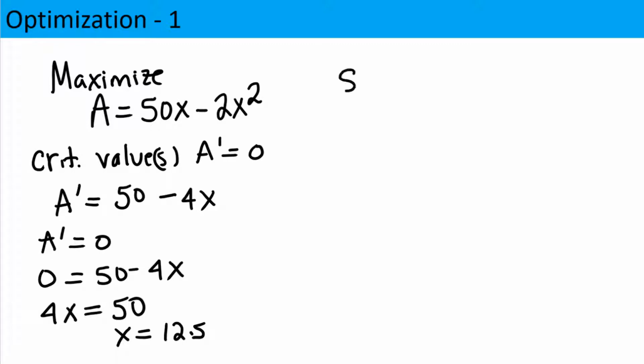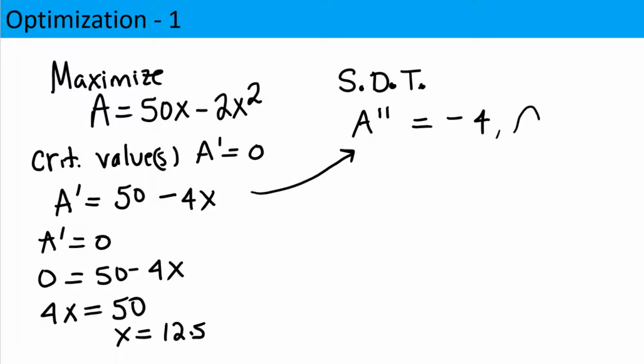Now, let's proceed with the second derivative test. So we need to find the second derivative function. The second derivative of, we're working now with the first, so the derivative of 50 is 0, and the derivative of negative 4x is negative 4. This tells us that regardless of which value you put in, the second derivative remains negative. If the second derivative is negative, then we know that it's concave down. And if it's concave down, the most extreme point gives a max.